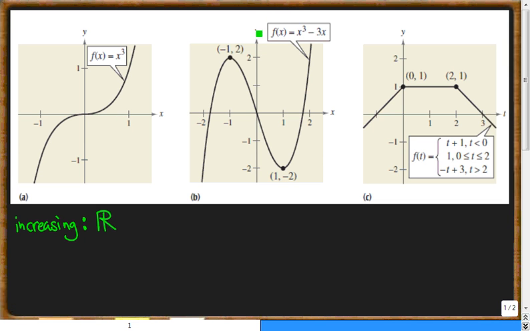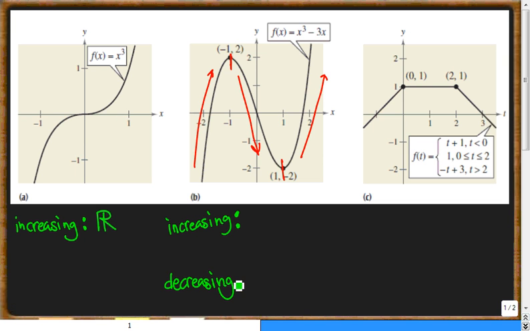Now, the second graph, we can see that that's not the case. Here, we're going up to this point, but then we go down, and then up again. So how do we answer this? We're going to have three parts to this. We're going to have not only increasing, but we're also going to have decreasing. So we want to answer where it's increasing. Well, we have two places, the first place and the second place.